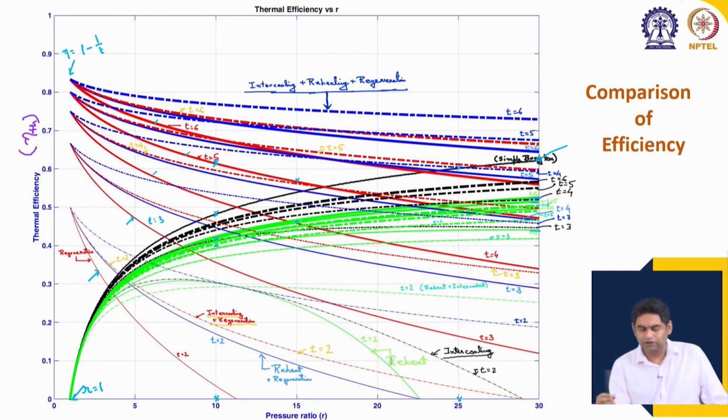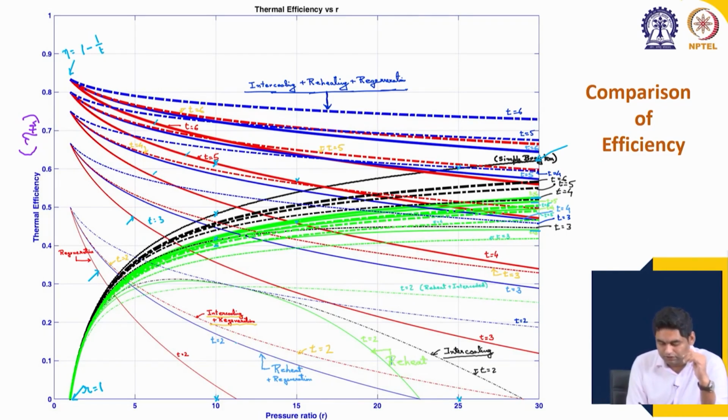Now, before going to intercooling, we also had the combined regeneration and reheat cycle. We noted that adding regeneration to the normal Brayton cycle decreases the efficiency, but adding reheat to regeneration increases the efficiency. These are shown here by the solid blue lines.